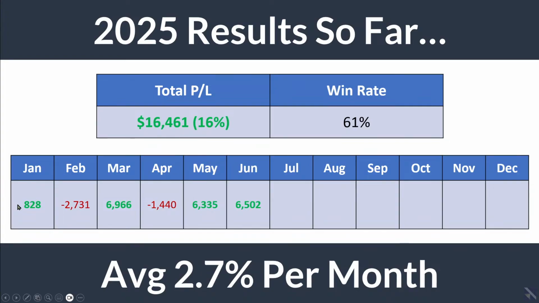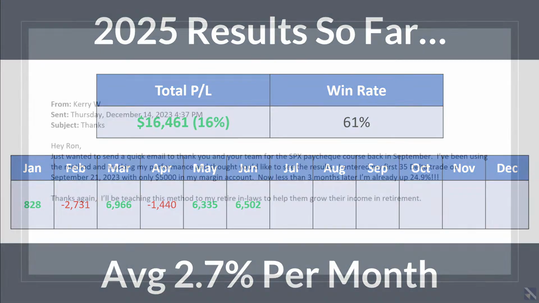Now, here's a look at our performance so far this year. Now, keep in mind, the S&P was only up 5.5% during the first 6 months of the year. Our paycheck system so far has gained over 16%. Now, we're just shy of our 3% per month average, but we're happy to triple the market's performance.